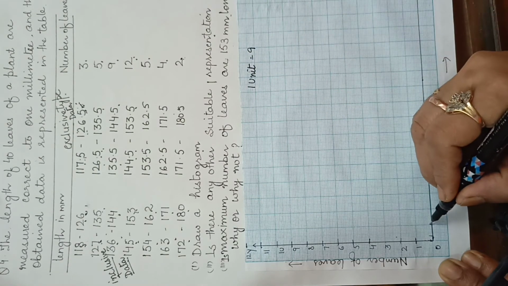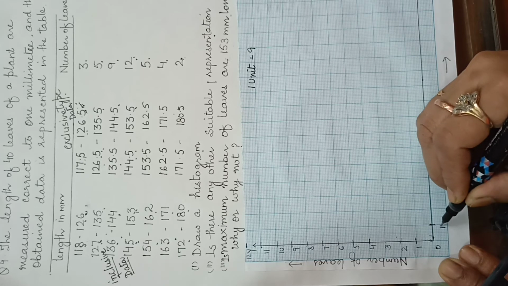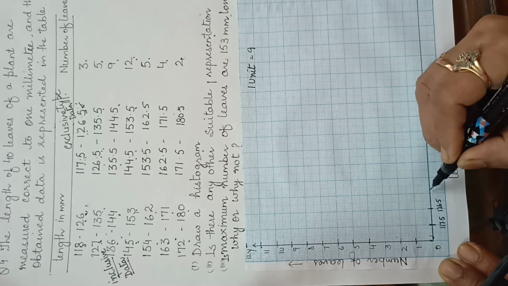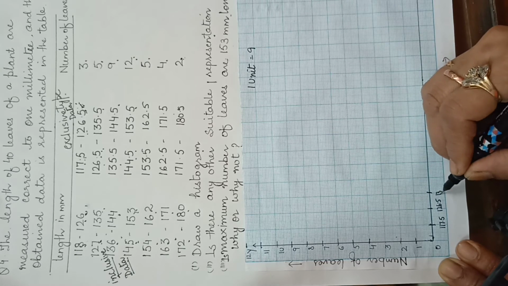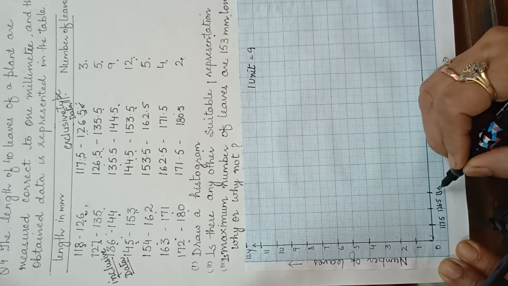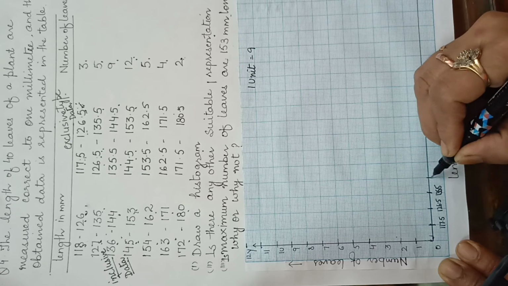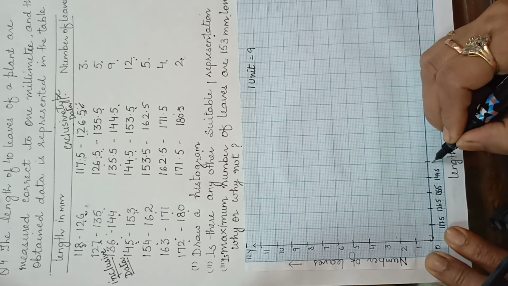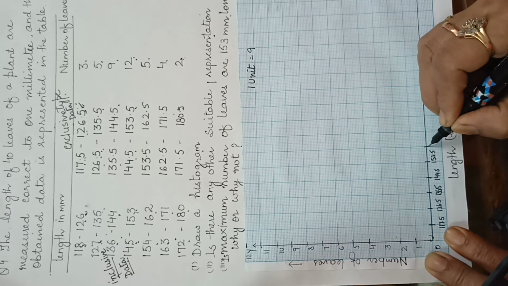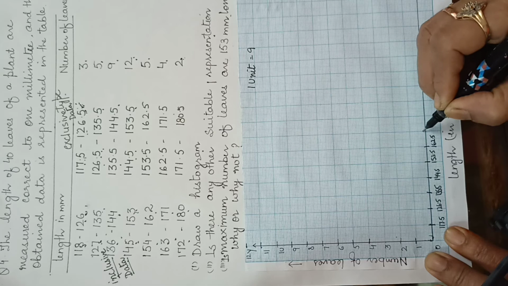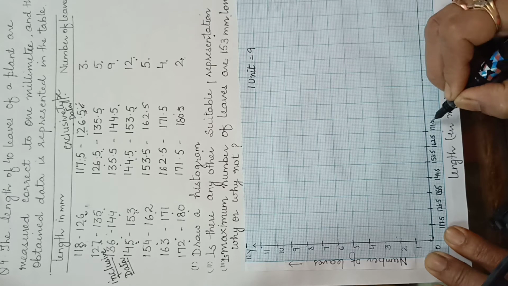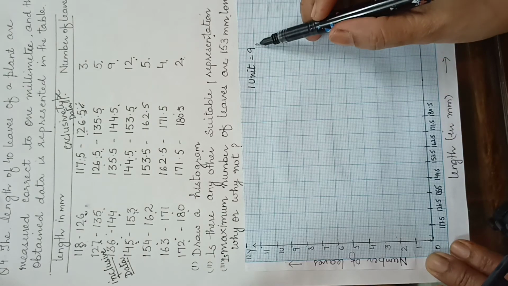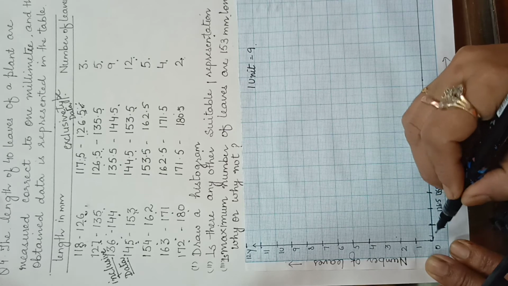Now we are taking here 117.5. Here we are taking 126.5. Now we are taking 135.5. Here we are taking 144.5, 153.5, 162.5, 171.5, and here is 180.5. So children, we are getting 1 unit as 9. But first we are taking 0 to 117.5.